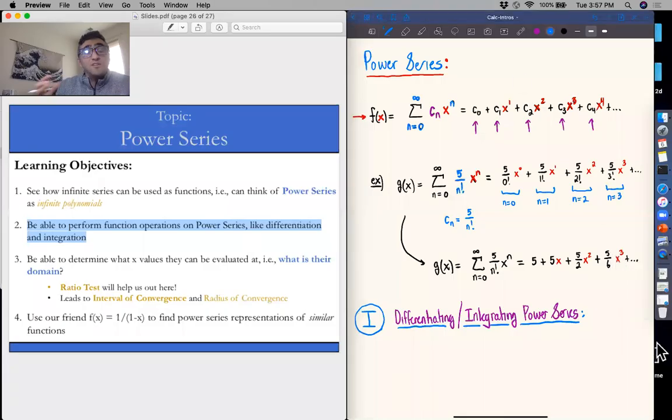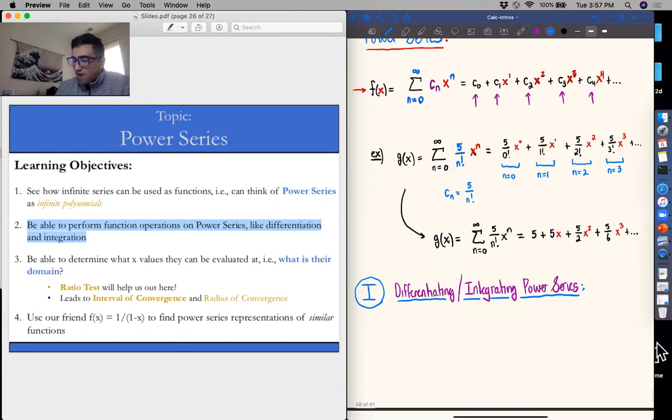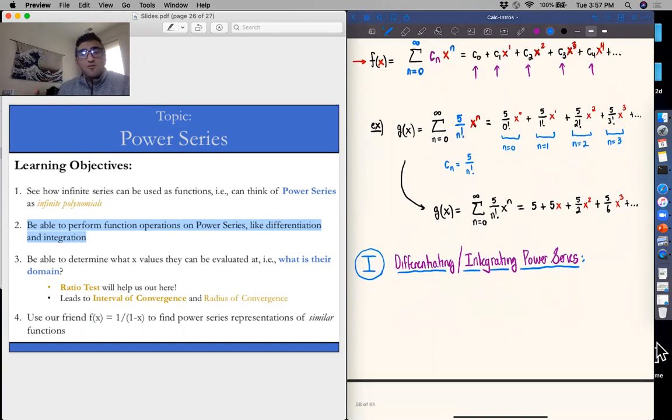All right, so like I mentioned in the previous video, we're thinking of power series as these infinitely long polynomials, but they're functions nonetheless. So the first thing we're going to do is really start treating them as functions. What did we do to functions before in calculus? Well, we did things like differentiate and integrate them. So let's just go through how we can actually differentiate and integrate some of these so-called power series.